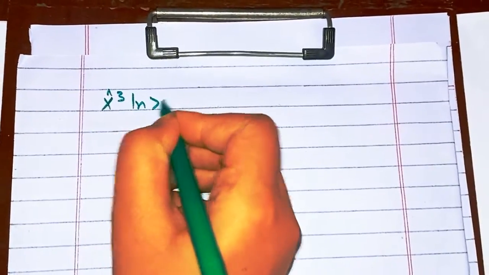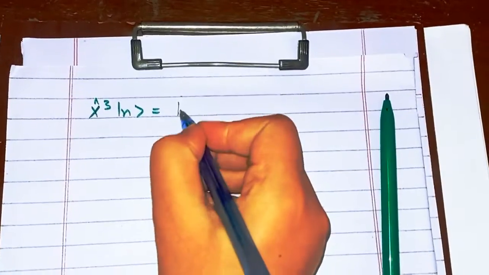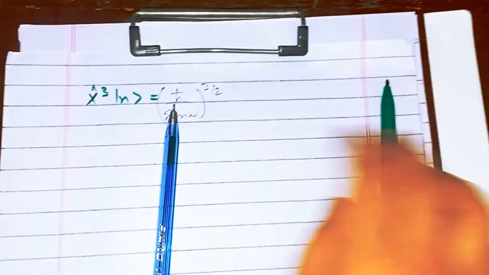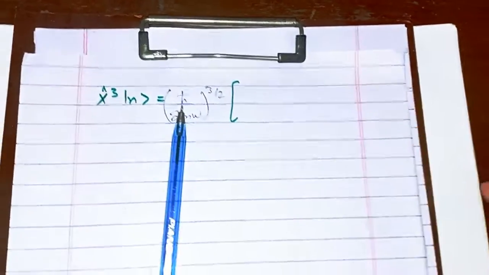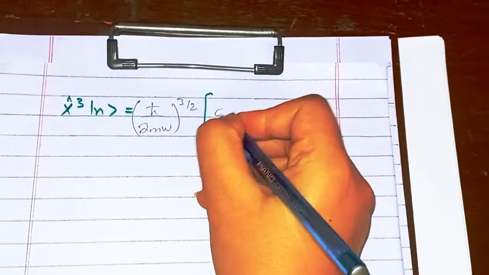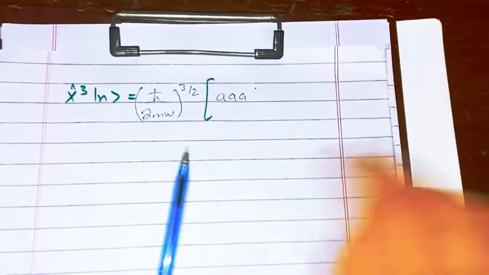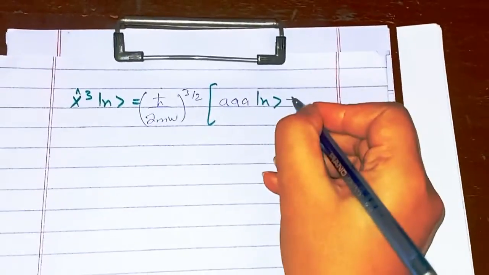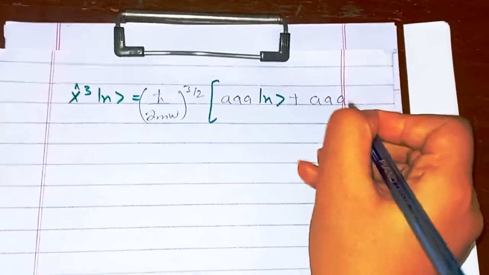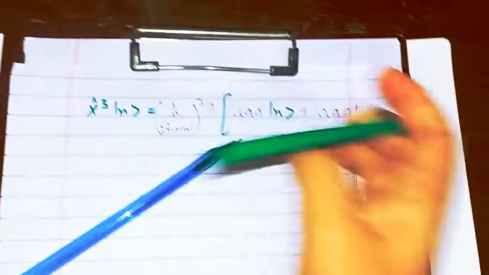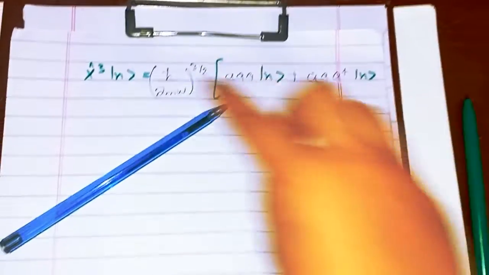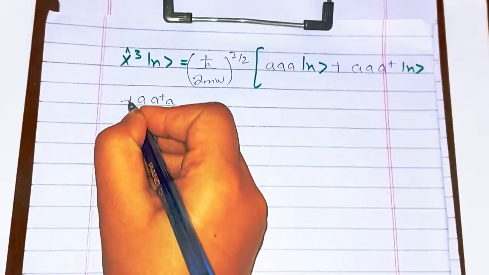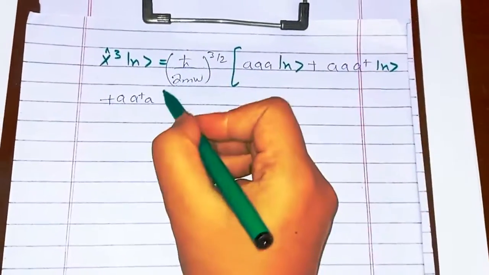x cube n ket is equal to (ħ/2mω)^(3/2), and then we'll start the bracket and we'll write all of these terms with a ket on their right hand side, okay, like here. So we'll do that for all of these terms. There are a total of 8 terms in here, so you can count them to ensure that you haven't missed any, because that's the kind of mistake that most students make when they have multiple terms involved.